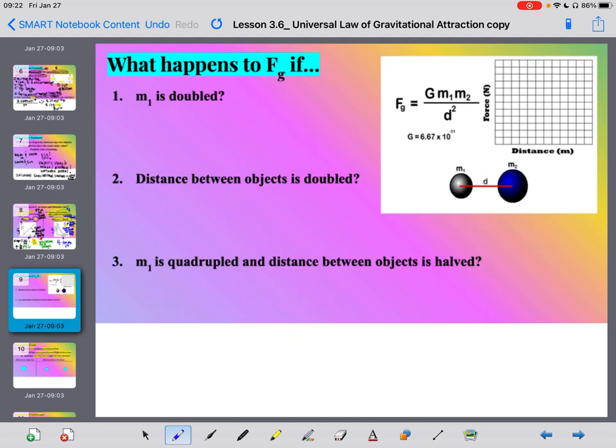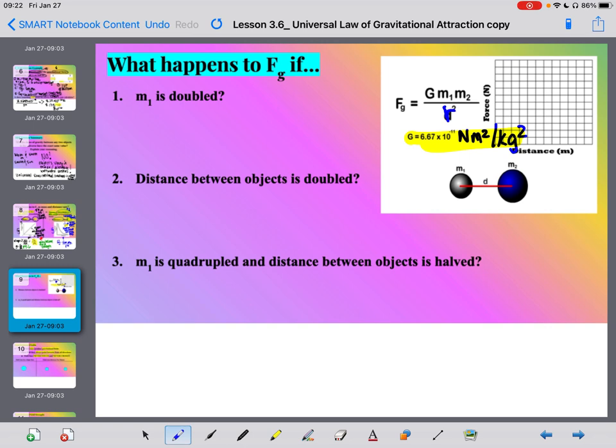So now we're going to use what we just learned and apply it to see what happens to the force of gravity when we have very specific things changing. If you look to the right, you see Fg equals G m1 m2 over r squared. And they tell you that G is this value, your constant, Newton meters squared over kilogram squared. So this value doesn't ever change. It'll always be the same no matter what.